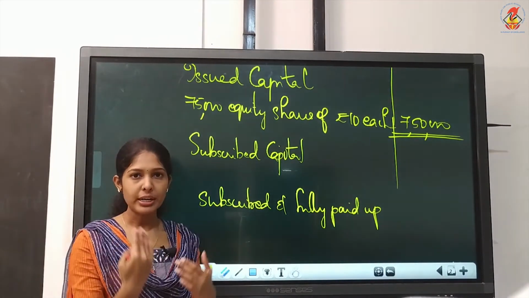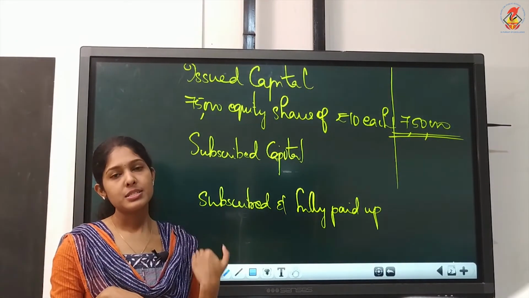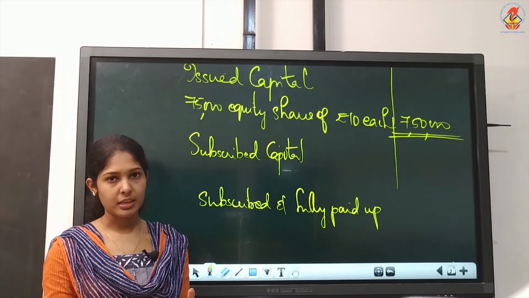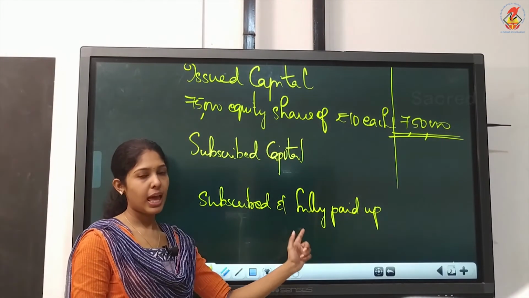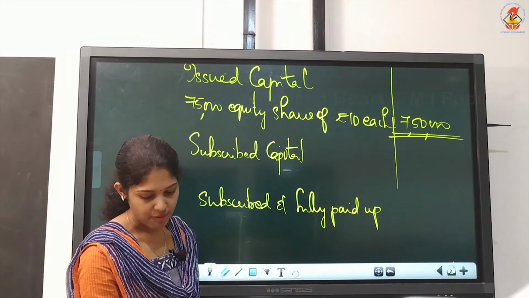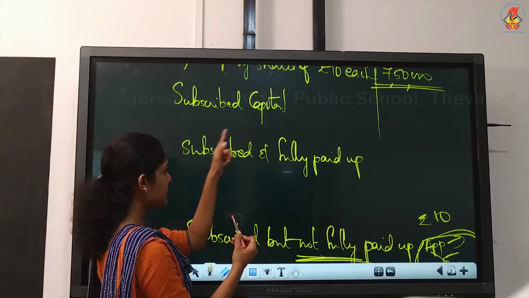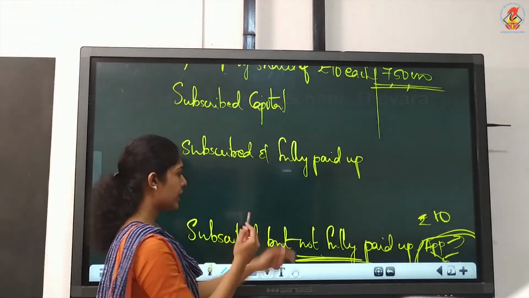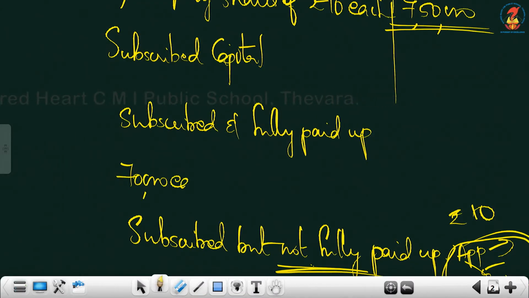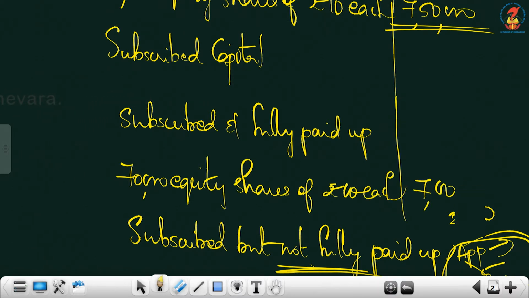And in this question, we already discussed that since they say the directors called rupees 10 and the company received the entire 10, we have only the subscribed and fully paid up category. How many shares did they subscribe? They are not subscribing 75,000, they are subscribing only 70,000. So you write subscribed capital, then you write the subscribed and fully paid up heading, then you give that number, 70,000 equity shares of rupees 10 each. So the amount is rupees 7 lakhs.